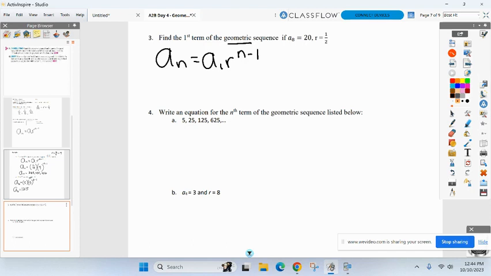So let's start. AN will be 20. Any term, right? Any term. We do know any term. It's 20. First term's just going to stay A1. R value of 1/2. Now be careful here. Because I'm not plugging in 20 for that N. 8. Eighths, right? 20 is the 8th term in the sequence.